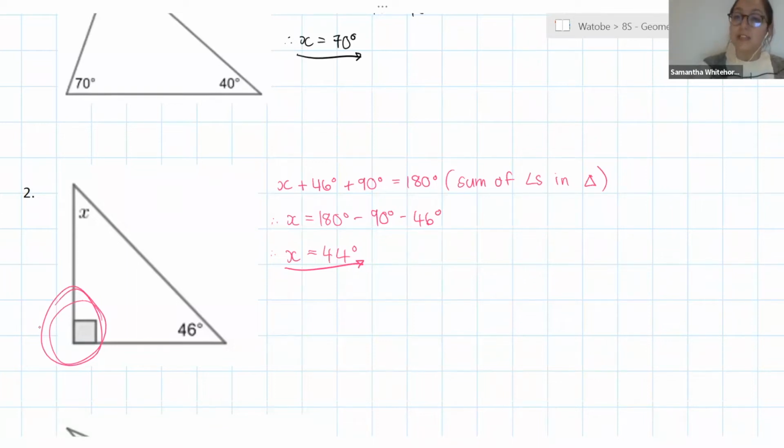I would try and write it all out just to make sure that you are including all of the angles, but your maths isn't wrong at all. Does that answer your question? Yes. Thank you, ma'am, so much. Okay. Good. Well done.